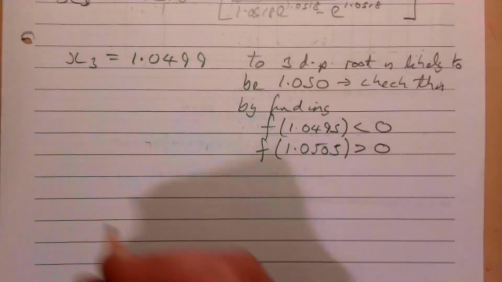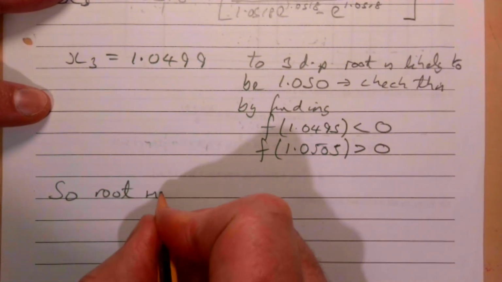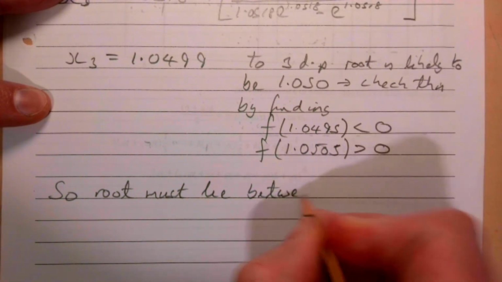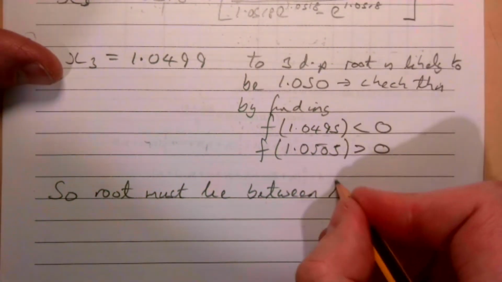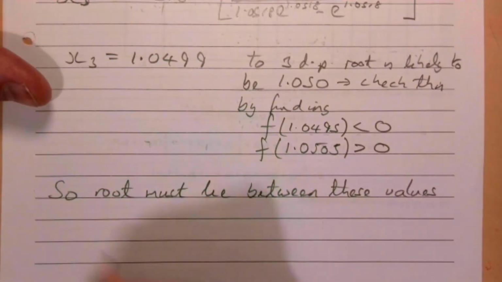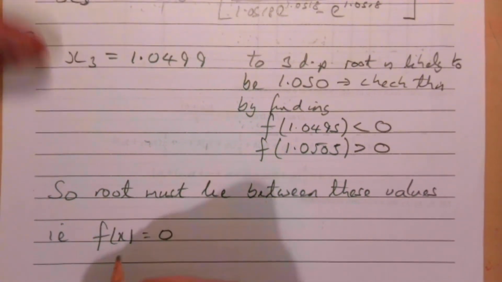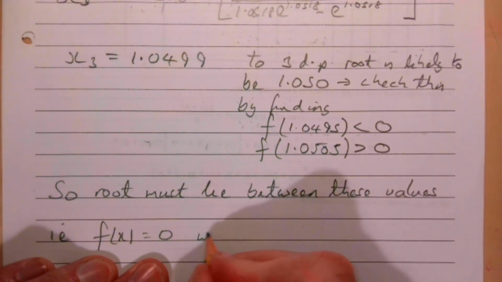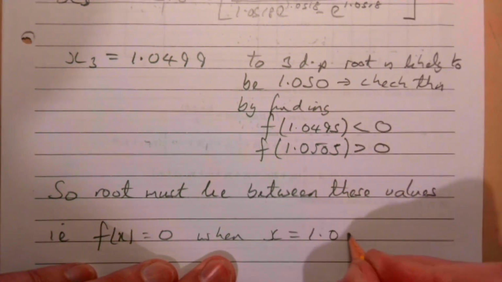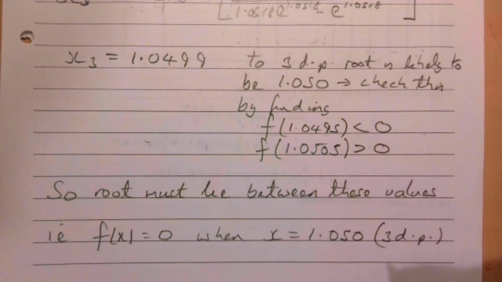So let's write that down. The root must lie between these values, i.e. f of x equals 0 when x equals 1.050 to 3 decimal places.